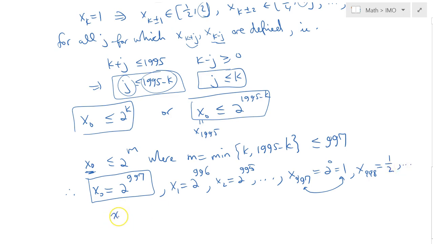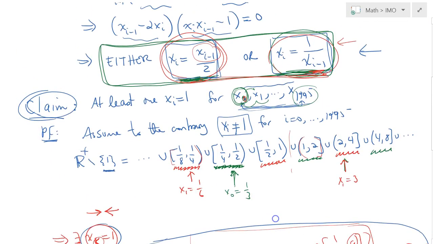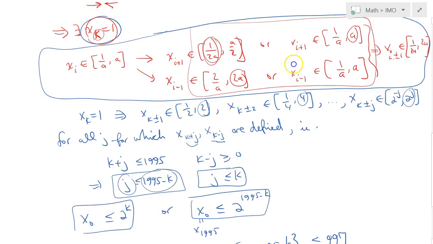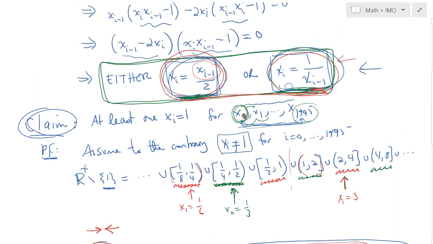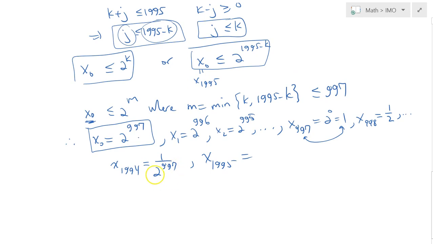And finally, x sub 1994 would simply be equal to 1/2 to the 997. Finally, for x sub 1995, we will switch the rule. Instead of continuing to apply the rule that we've applied term after term, I will apply the last rule, and when I flip this, it would give us 2 to the power 997. But wait, this is just equal to x sub 0. So we have found such a sequence. So this maximum is definitely attainable, and that finishes the proof.